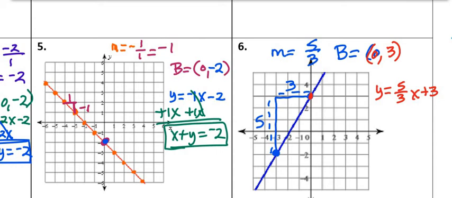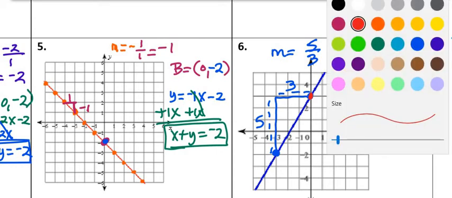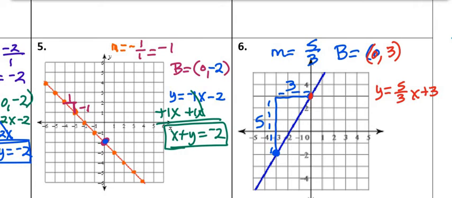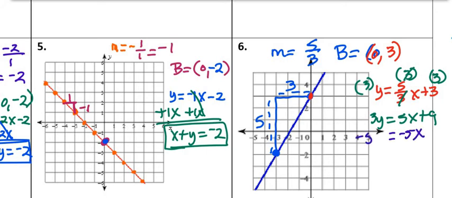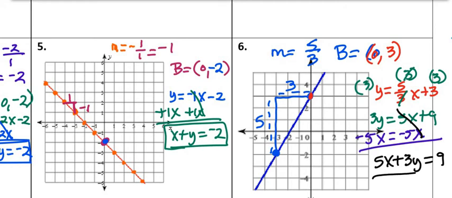Now, I have to get rid of my fractions. Remember, for it to be in standard form, no fractions. So I'm going to use my denominator and multiply all the way through by 3. So I have 3y, and this cancels out, equals 5x plus 9. Get x and y over on the same side, and you see that we have -5x, -5x, and this cancels out. So my final answer right here is 5x plus 3y equals 9. And that is in standard form.